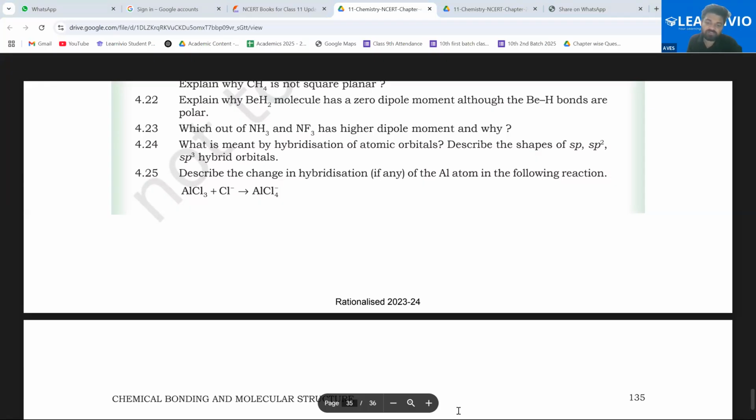sp2 means three new orbitals are formed, so that is trigonal planar. Sorry, for sp it is linear. Next one is sp3. Sir, tetrahedral. Very good.